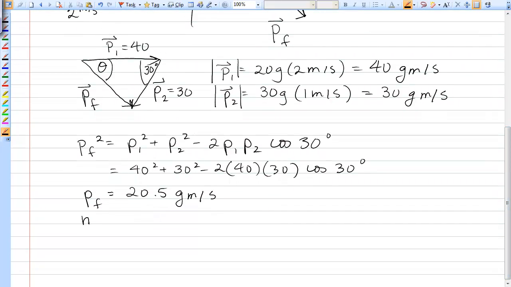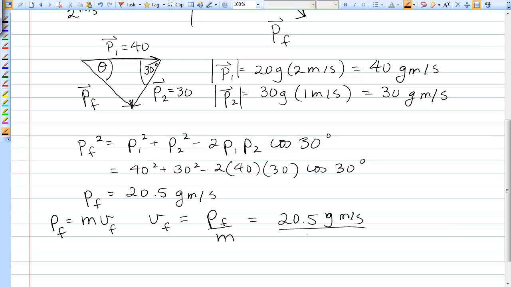To get the magnitude of the final velocity, note that momentum is mass times velocity, and so velocity is that momentum over the total mass of the blob. So it's the 20.5 over 50 grams to give a final velocity for the blob of 0.41 meters per second.